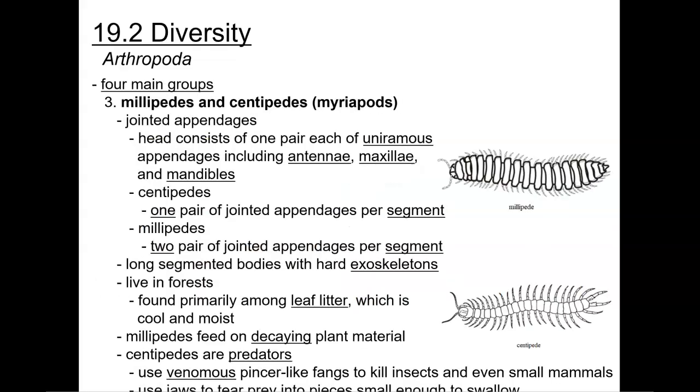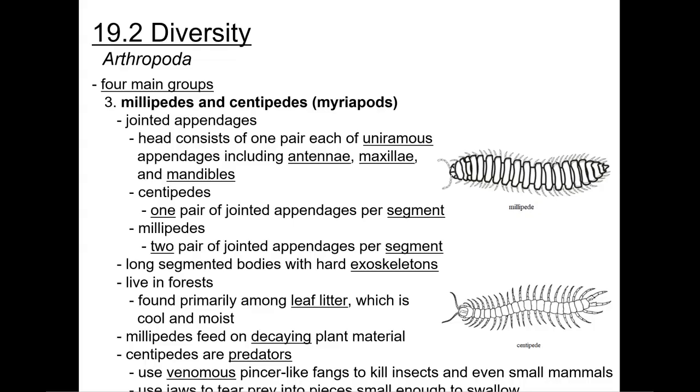The third group is going to be millipedes and centipedes. These are going to have jointed appendages. Their head consists of one pair of uniramous appendages that include antennae, maxilla, and mandibles. The centipedes have one pair of jointed appendages per segment, where the millipedes are going to have two jointed appendages per segment. Long segmented bodies with hard exoskeletons are going to surround their inner, softer portions. They mostly are going to live in forest, and they're found primarily among leaf litter, which is going to be cool and moist, so that's where they like to hang out.